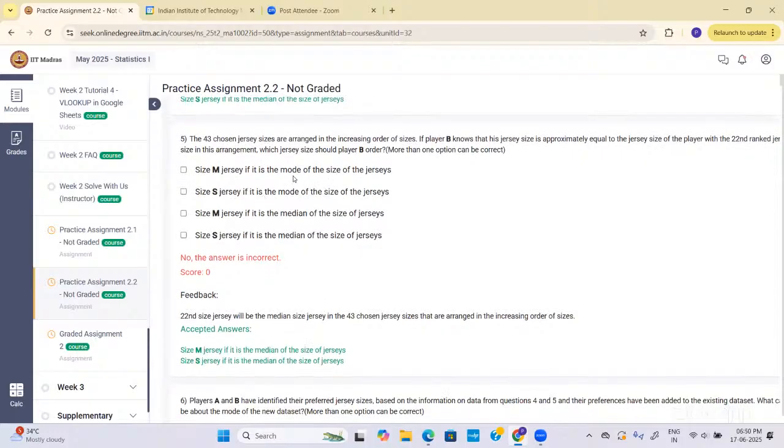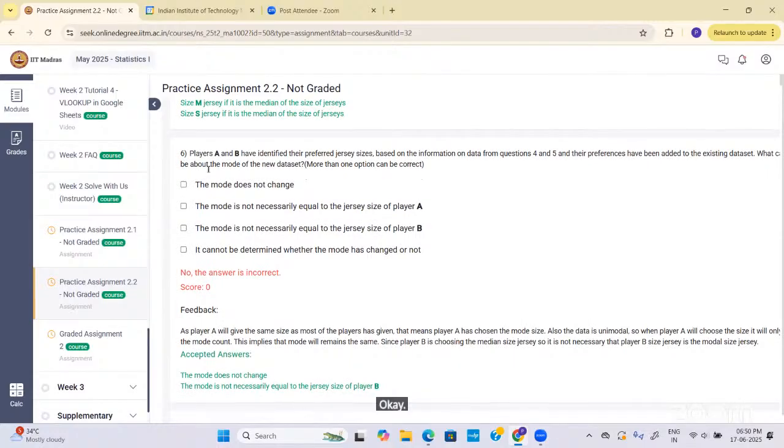Okay, so like the third and fourth option, like if size M is the median, he will order size M, and size S if it is the median. Yes. Okay, anything else? Yes, ma'am. Questions 6 and 7. 6 and 7 both. Okay.